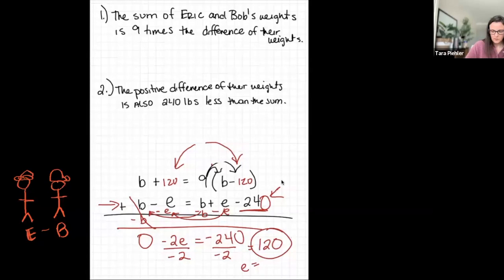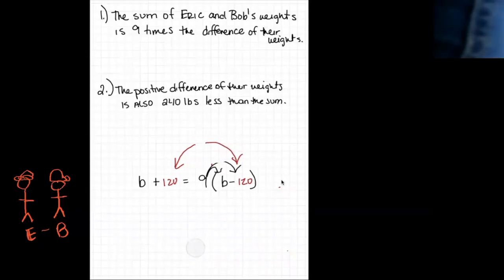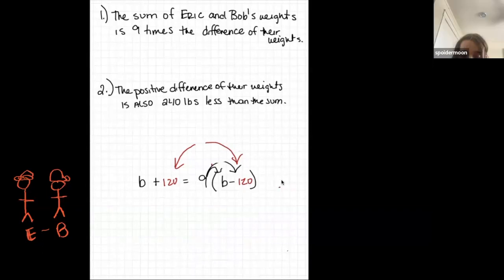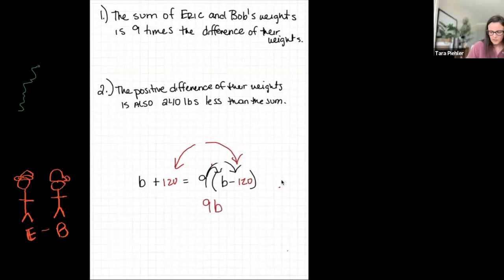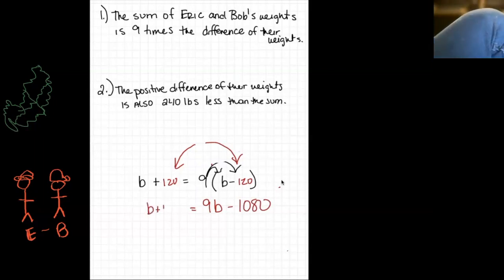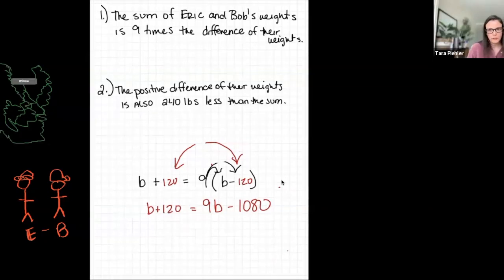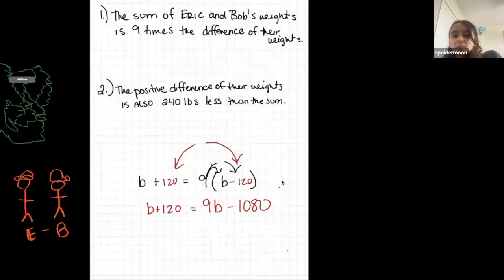Right? Yes. So what's B, guys? We have 9B minus, what's 9 times 120? 1080. Very good. And we have a B plus 120. Yes. All right. What do you want to do first? Put the B's together or the numbers together? Subtract the 9B from the B to get 8B.